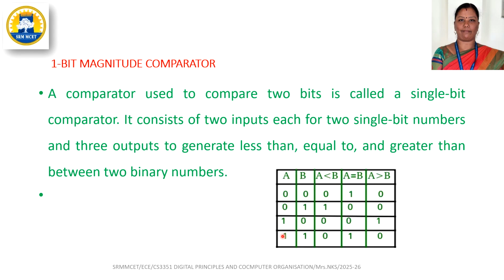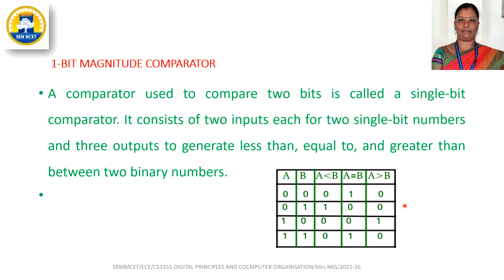In the second case, we assume A as 1. So A is 1 and B is 0. Obviously A is greater than B, so this output alone will be set as 1 and the other two outputs are 0. The last case, both inputs are 1: A equal to 1 and B is also 1. In this case, the A equal to B output is 1, and the other two outputs are 0. So this is the truth table of the 1-bit magnitude comparator.